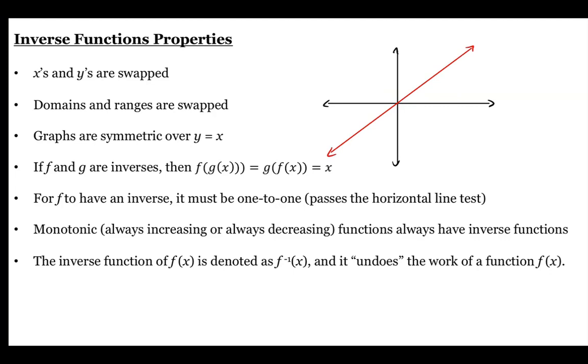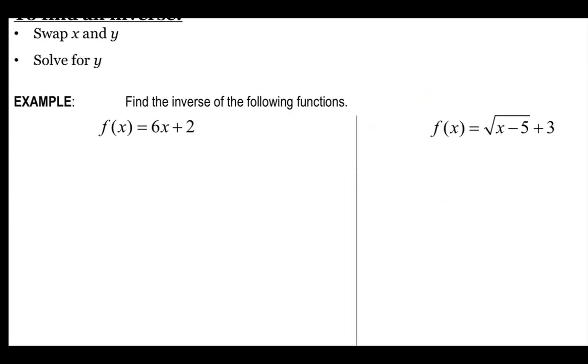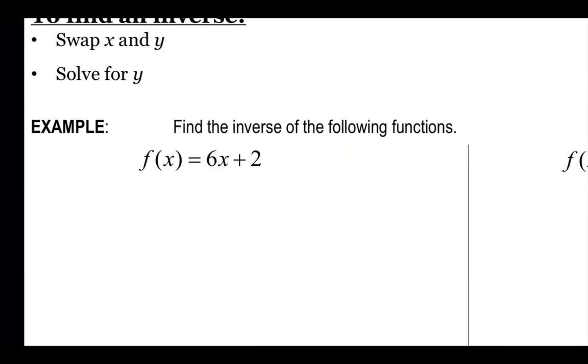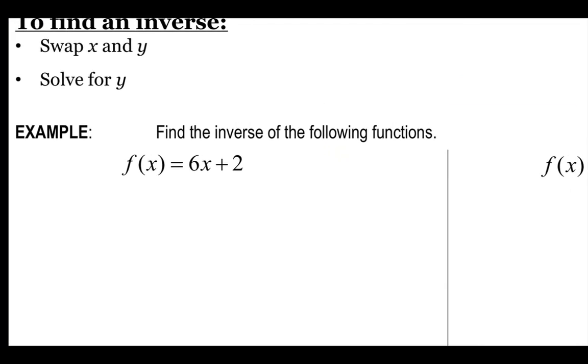The inverse function is denoted by f to the -1 of x, and it undoes the work of the function. That's why it's called an inverse. So if you see that little -1, that means it's an inverse, okay? So the first couple, I wanted to just go over what an inverse is, how to find an inverse, okay? The steps to find them aren't that bad at all.